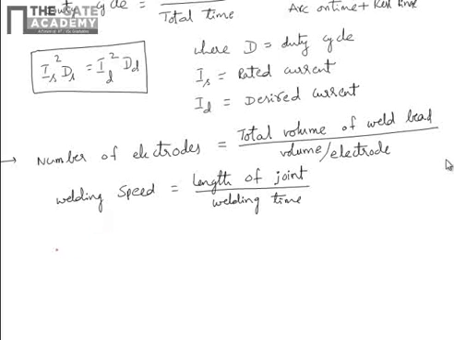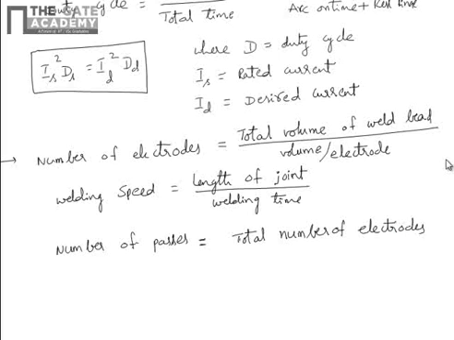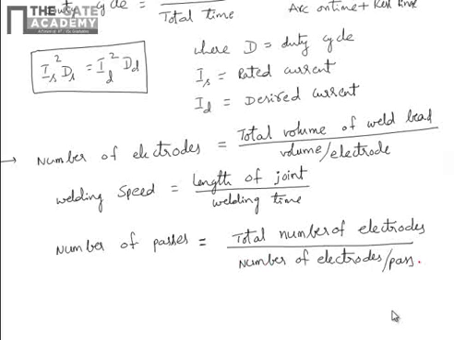Number of passes. If you want to join very thick plates, in one pass you can't complete the welding and fill the joint, so you need to go for multiple passes. Number of passes equals total number of electrodes divided by number of electrodes per pass. This is about the formulas here.